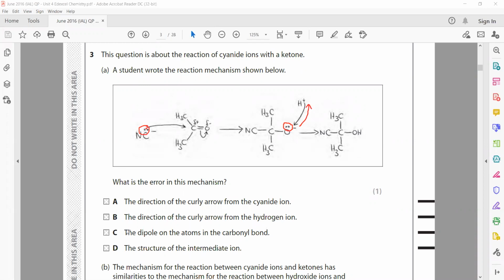So the direction of the curly arrow from cyanide ion, that's right. The direction of the curly arrow from hydrogen ion, that's a mistake. It should be from oxygen with the charge to hydrogen ion. The dipole on atoms of carbonyl is correct. Oxygen is more electronegative, so that's why it is partial negative. And the structure of the intermediate which is formed here, that's also correct.